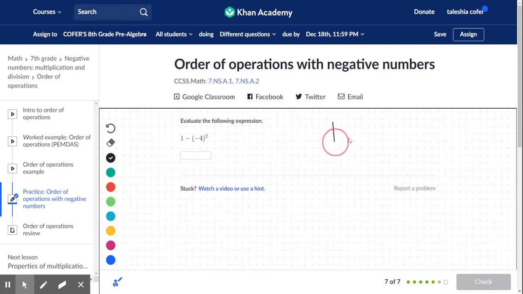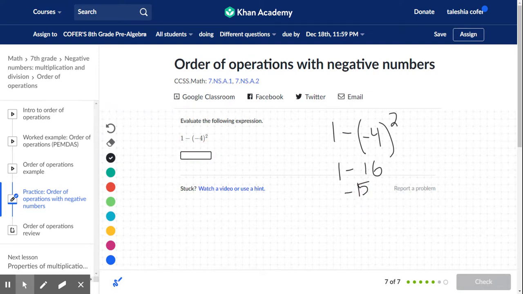Last one here. 1 minus negative 4 squared. Okay, first I start off with my parentheses. In my parentheses, I have a negative 4. That's saying negative 4 times negative 4 because they want me to square it. Negative 4 times negative 4 gives me a positive 16. So now I have 1 minus 16. They're different signs, so I can subtract them and take the sign of the larger number. 16 minus 1 gives me 15, and because my 16 is larger, it is a negative 15.